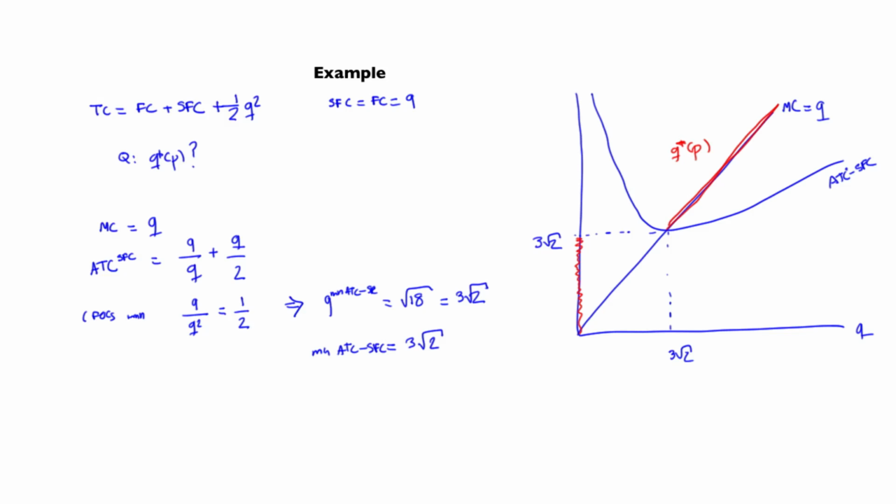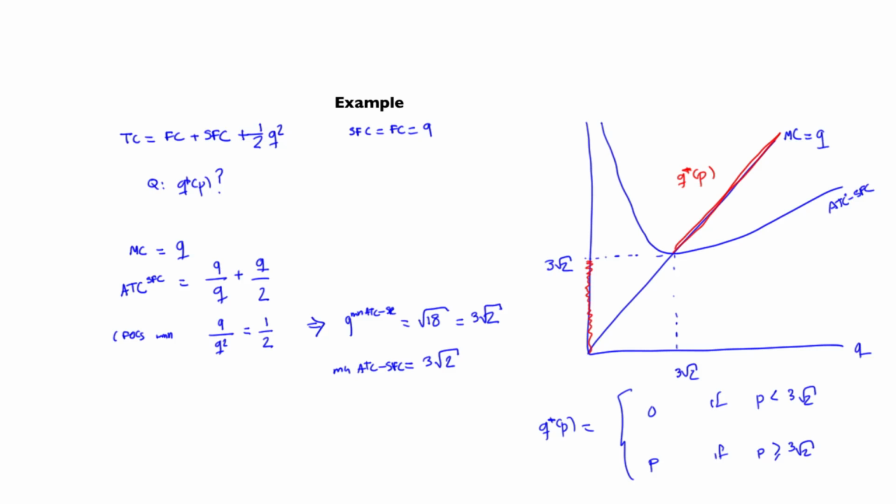So in other words, Q star of P, just to write the expression formally, is going to be equal to 0 if P is less than 3 square root of 2, and otherwise is going to be given by P if P is greater or equal than 3 square root of 2. Why P? Because this is the y equals x line, and at every P, the quantity that meets there has a value of P.